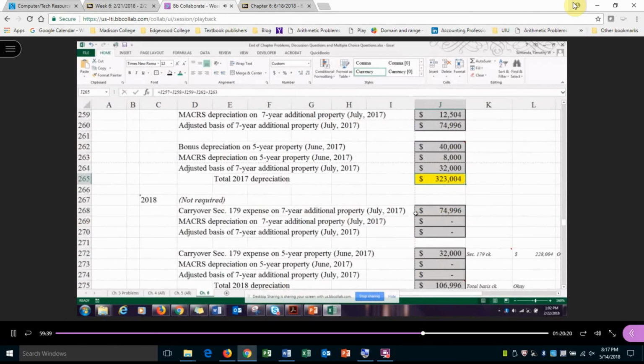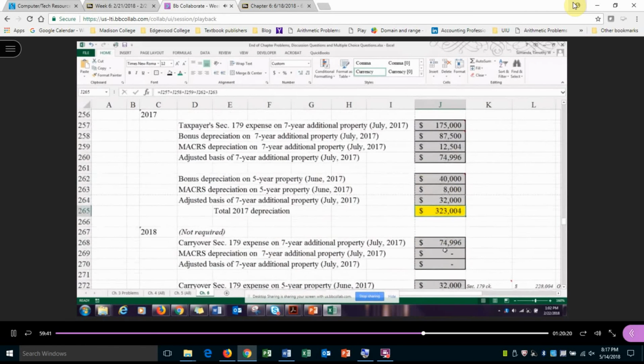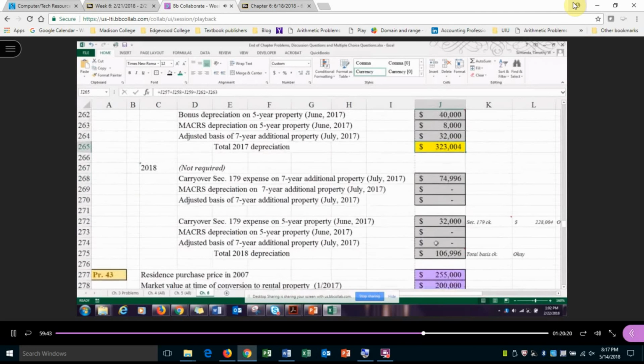And you can see I just carried down my depreciable base to start the process again in 2018. Now here I don't have bonus depreciation available to me.